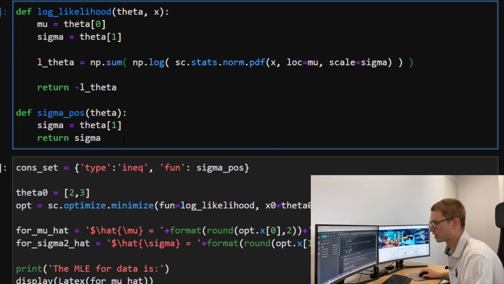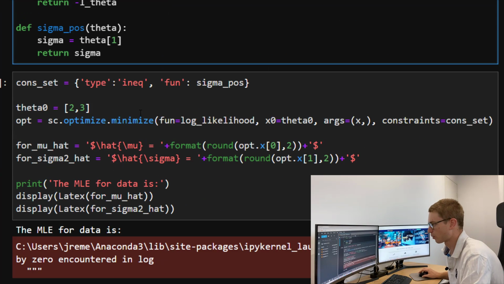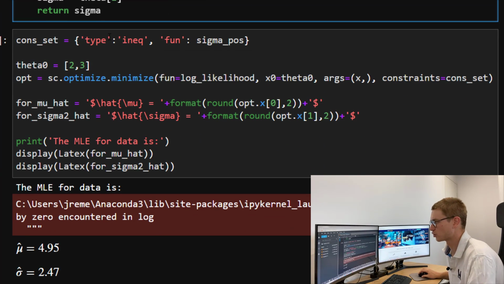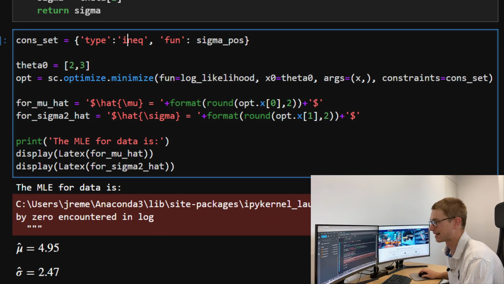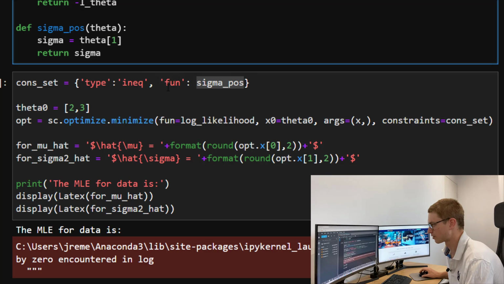So the only constraint I'm going to add is that sigma needs to be positive. The way that you actually add a constraint is you have a dictionary and the type is an inequality, in this case because I want it to be greater than 0, and the actual function that I'm going to be assigning is this sigma positive, where sigma needs to be greater than 0.